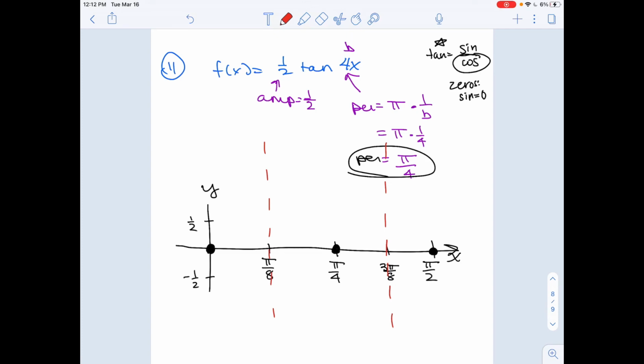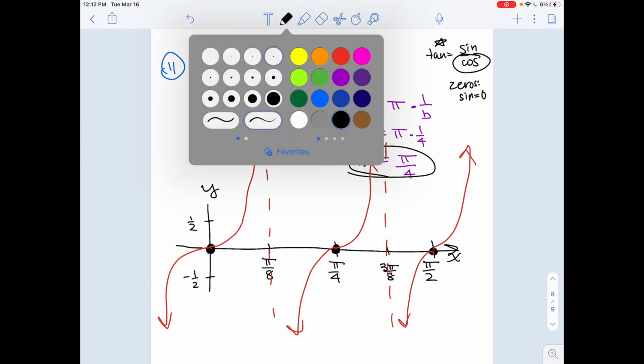Okay, and now I'm ready to go for my tangent function. I know it starts to go up to the right, and it's going to bend at this halfway mark and then go straight from there, and then down to the left, up to the right, down to the left, up to the right, down to the left. And that's how to do number 11.